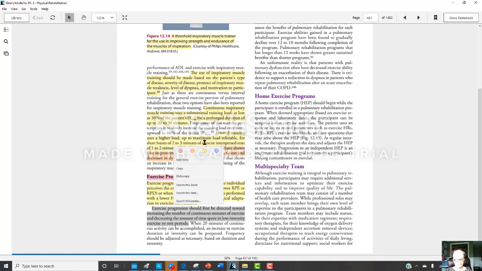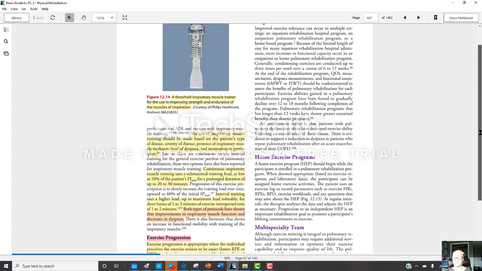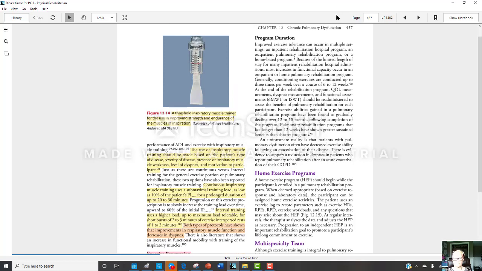When 20 minutes of continuous activity can be accomplished, an increase in exercise duration or intensity can be proposed. Frequency should be adjusted as necessary, based on duration and intensity. Program duration. Improved exercise tolerance can occur in multiple settings: an inpatient rehabilitation hospital program, an outpatient pulmonary rehabilitation program, or a home-based program.